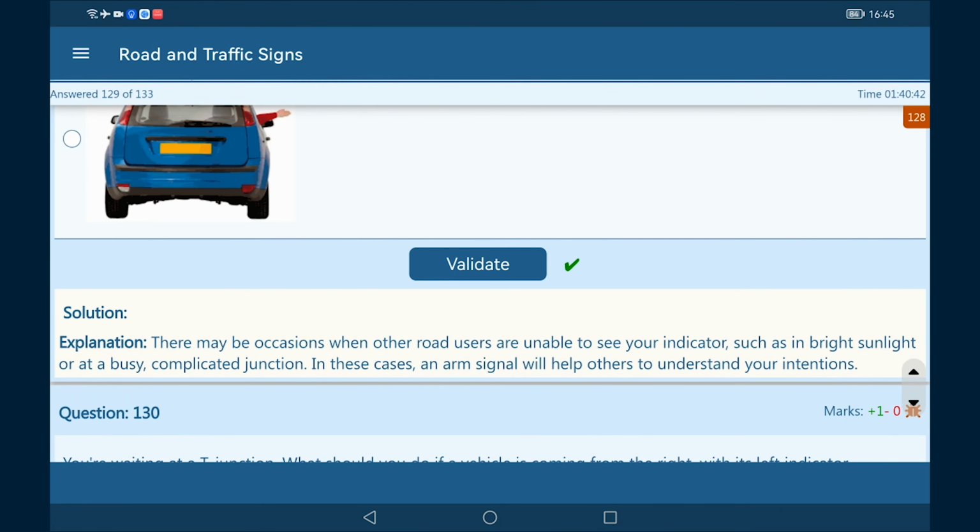Explanation. There may be occasions when other road users are unable to see your indicator, such as in bright sunlight or at a busy, complicated junction. In these cases, an arm signal will help others to understand your intentions.